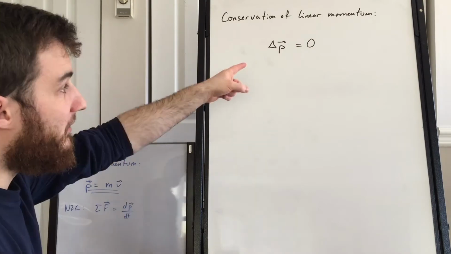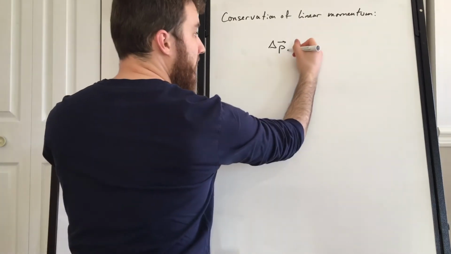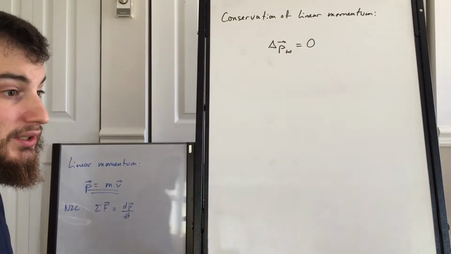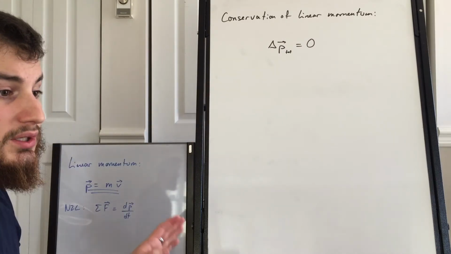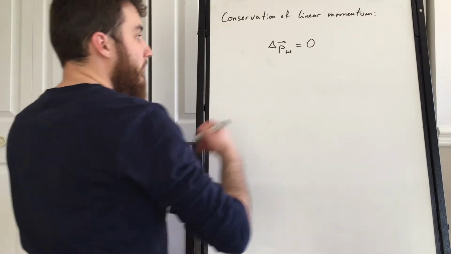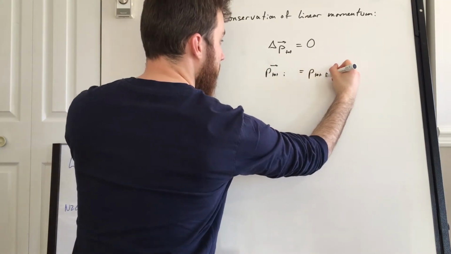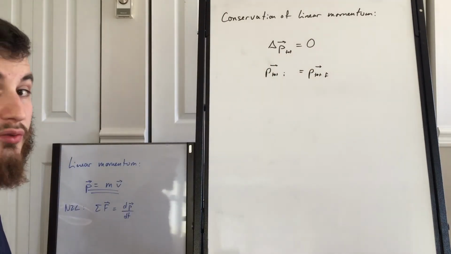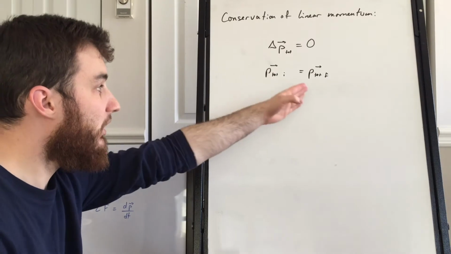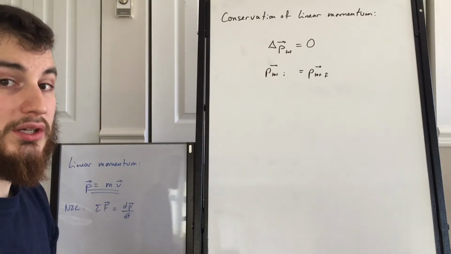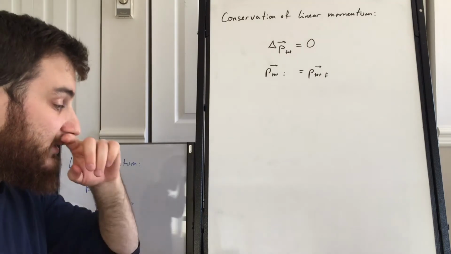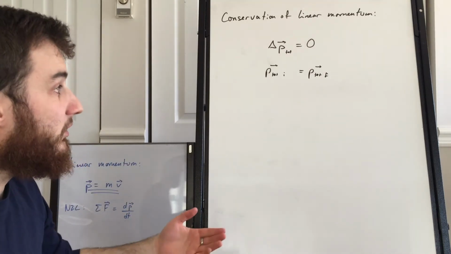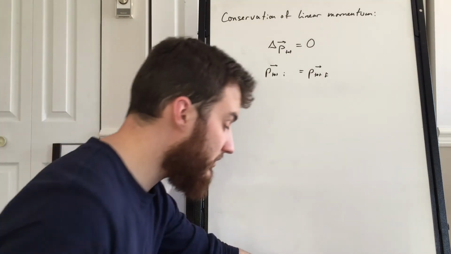That's it. Though that P here is really the total linear momentum. Change of the total momentum of the system is 0. If you prefer, this is another way of writing it. Before the collision, after the collision, total linear momentum. Note the vector equation is the same. Again, since this is a vector equation, we can split it into its components.